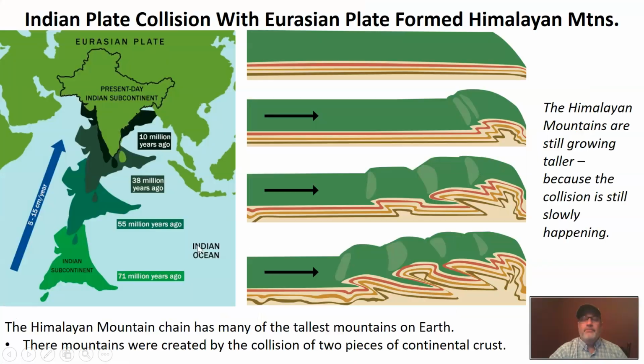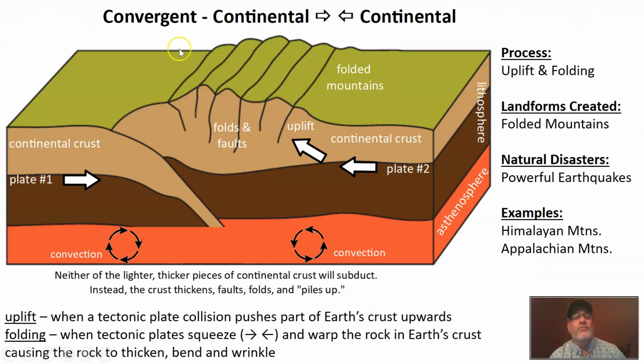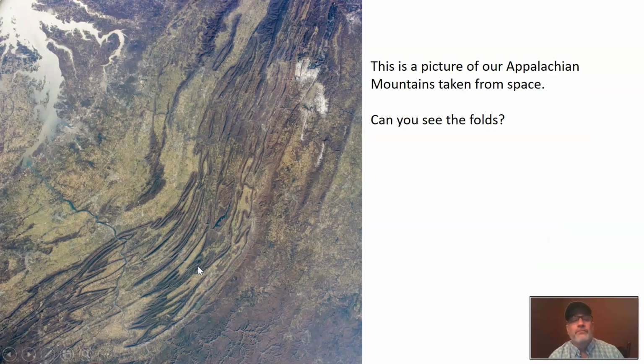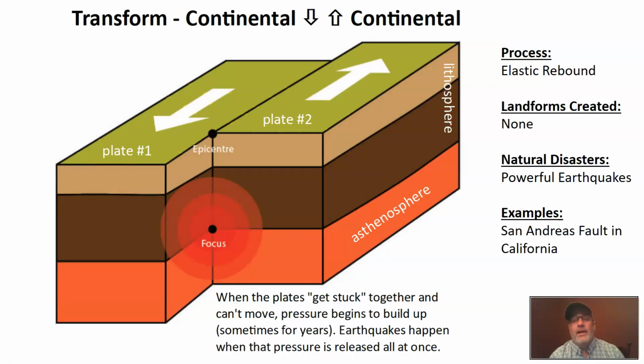The thing that I need you to take away is whenever we have a convergent boundary with two pieces of continental crust, neither one of those pieces of continental crust is going to subduct. Instead, they're going to thicken, crumple up, fold up, however you want to think about it, but they're going to create some folded mountains.